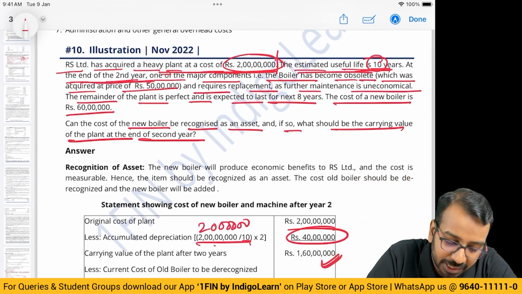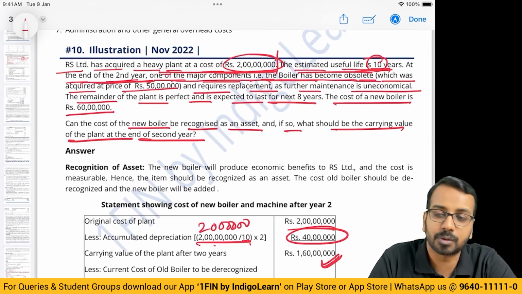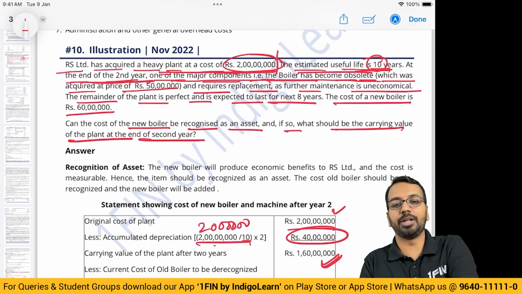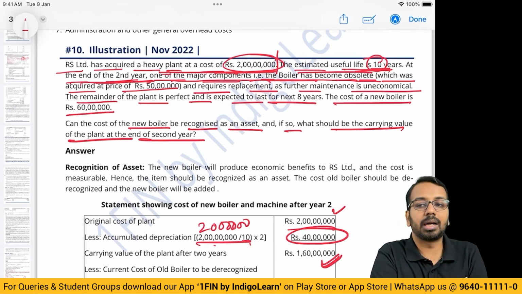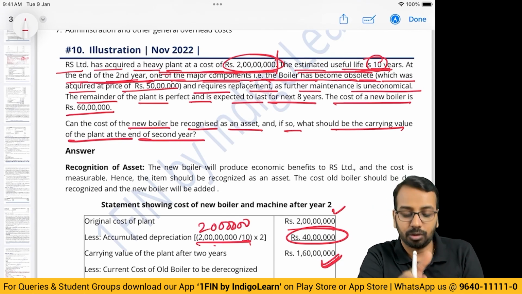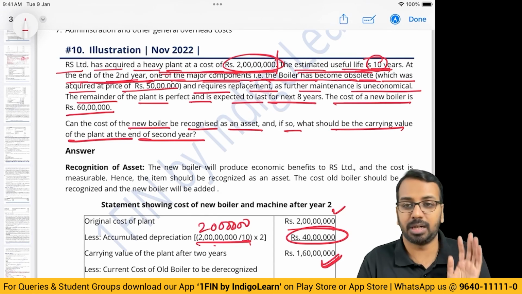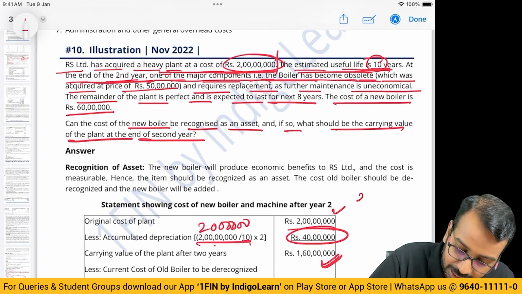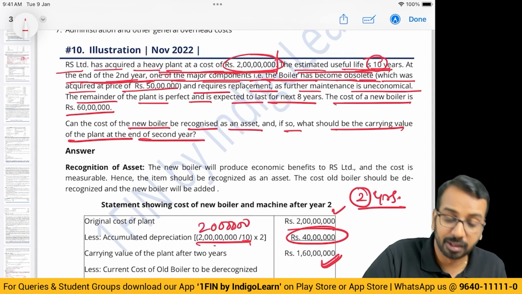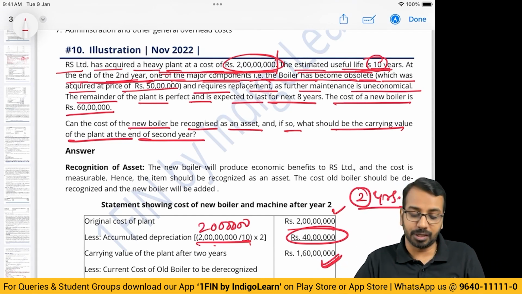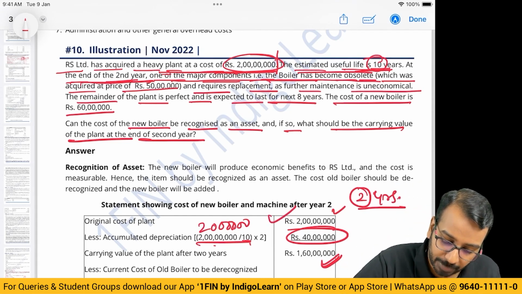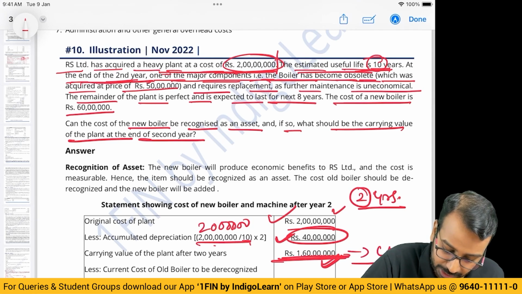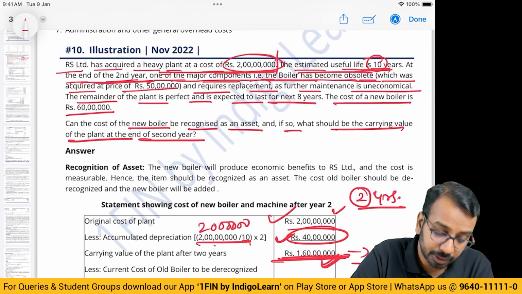At the end of second year, the component has become obsolete. So what has happened? I purchased for 2 crores. At the end of 2 years, the component, a boiler, has become dysfunctional, or what they have said, obsolete. It cannot be used. So the first thing I have to do is see what is the value at the end of 2 years, because everything has happened after the end of 2 years. So 2 crores minus 40 lakhs, I get 1 crore 60 lakhs. This is the carrying amount at the end of the 2 years.